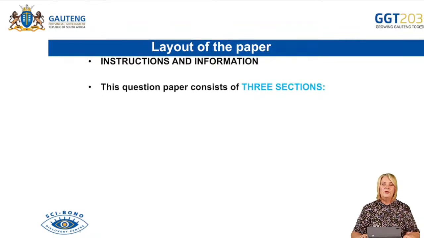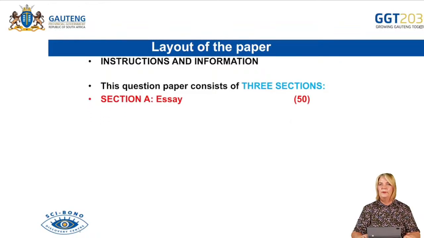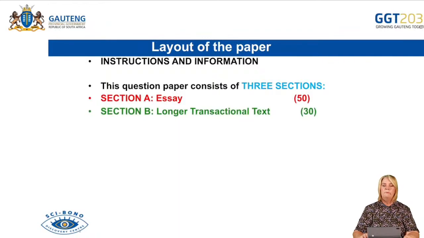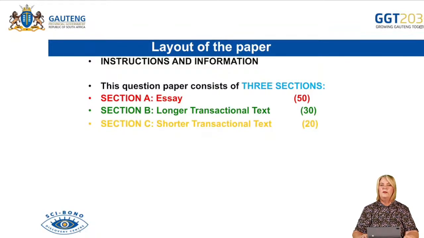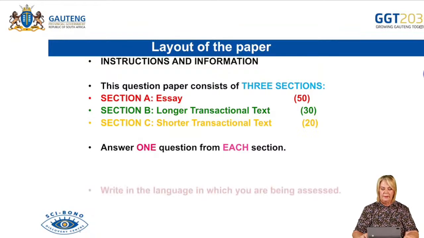Let's take a look at the instructions and information. As I said in the previous session, we are very often ignorant of what happens in the list of information and instructions. So this question paper consists of 3 sections. Section A is the essay, which we dealt with last week. Then section B, the longer transactional texts for 30. Section C, the shorter transactional texts for 20, and that gives you the total of 100. You have to answer 1 question from each section.